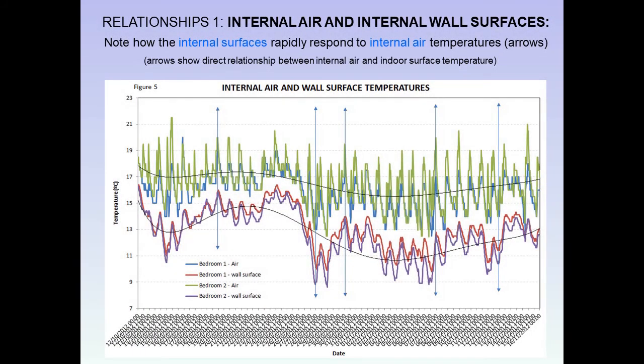Again, this shows up in another practical situation. Note how the internal surfaces rapidly respond to internal air temperatures. I've put the arrows in there to show when the air temperature goes up, the surface of the wall goes up or down, but they follow each other very closely.